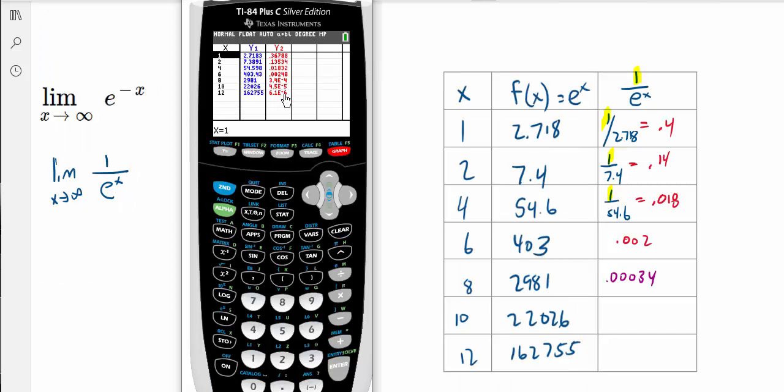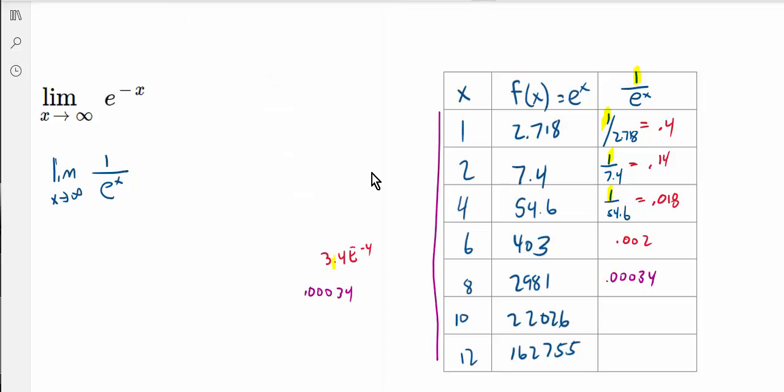E to the minus 5, e to the minus 6, which means you're moving the decimal place to the left even more. But the basic idea is you have a fixed numerator, your denominator is getting bigger and bigger and bigger, and when you divide by a big number, the result is a small number. So I'm going to say as x gets larger and larger and larger, my y values get smaller and smaller and smaller. They get close to 0, but never actually reaching 0. So the limit is simply 0.